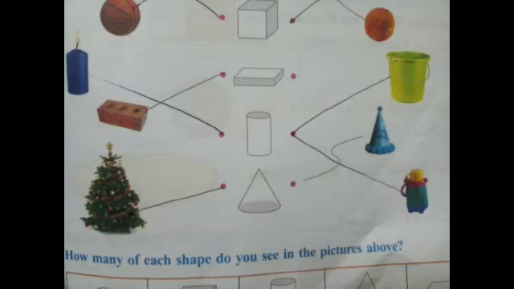On the same page we have: how many of each shape do you see in the picture above? After matching we have to count the number of objects in each shape. First one is a sphere. How many spheres are there? One ball and the orange, so we have 2. Cube: we have a number block and the cube box, that is 2. Cylinder: we have a candle, bucket and water bottle, so we have 3. Next, cone: birthday cone and the Christmas tree, and the bricks in the shape of a cuboid.